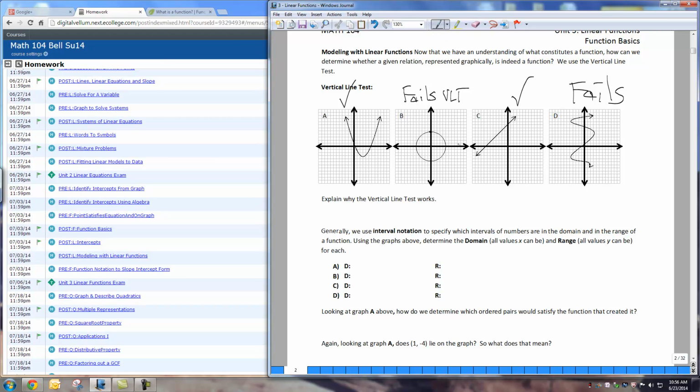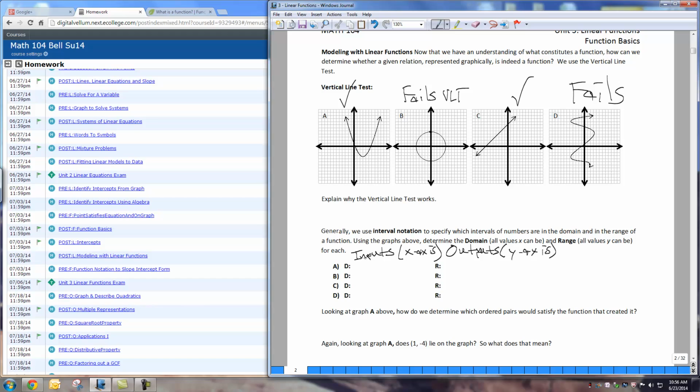All right. So, graph A, let's talk about the domain and range. The domain is always the inputs, or the x's, right? The x-axis. And range is always the outputs, or the y-axis. I want to go back and call it axis. X-axis and y-axis.